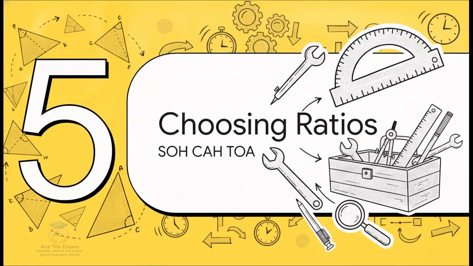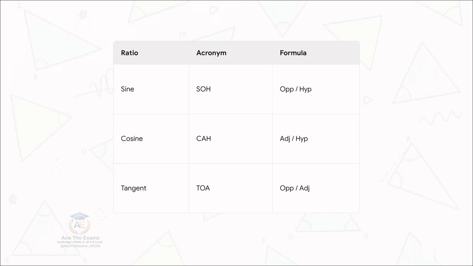Section 5. Choosing the right ratio. Having these tools is fantastic, but knowing which one to pull out under intense exam time pressure, that is everything. So here is your ultimate cheat sheet. You've probably heard of it, but seriously, you need to write it at the top of your exam paper the very moment the timer starts.